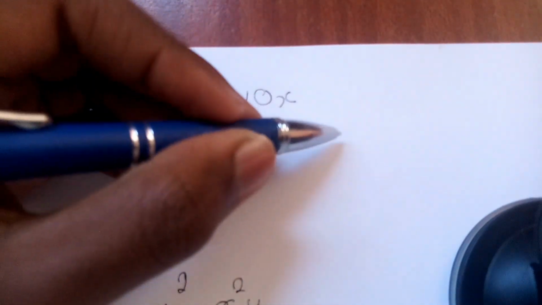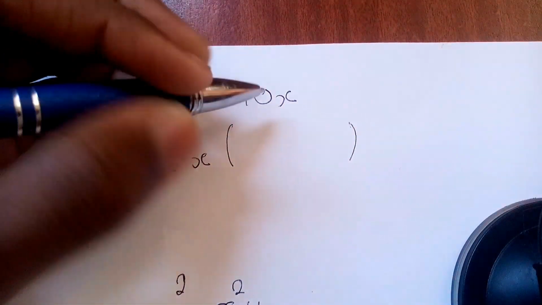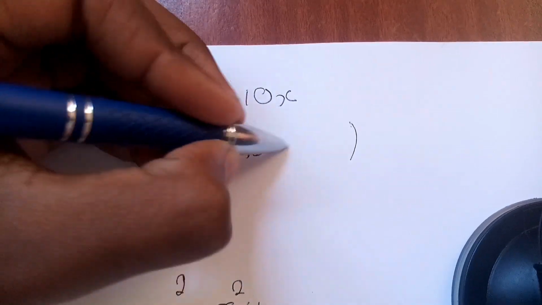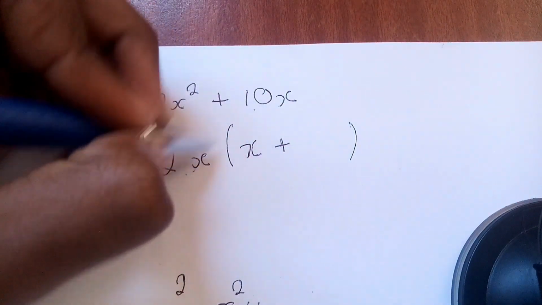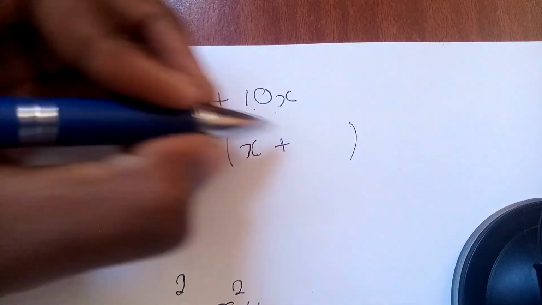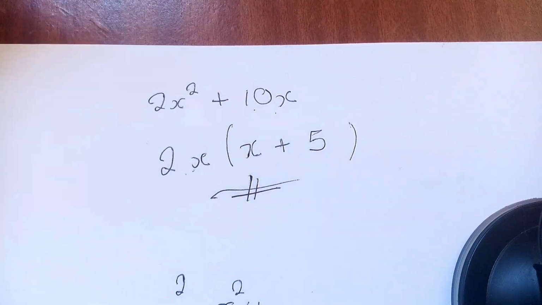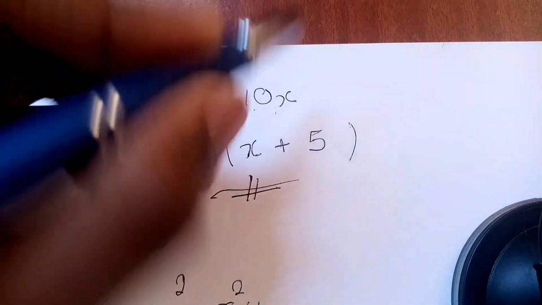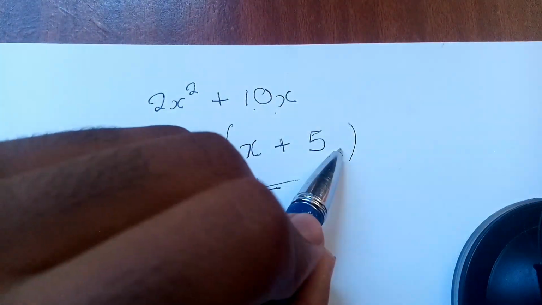So we introduce the two brackets. 2x into 2x squared is x. Then 2x into positive 10x, we introduce the positive. This x and that x would cancel. Then 2 into 10, it would be 5. So our factorized term by factorization of common factors will be 2x open bracket x plus 5 close the bracket.